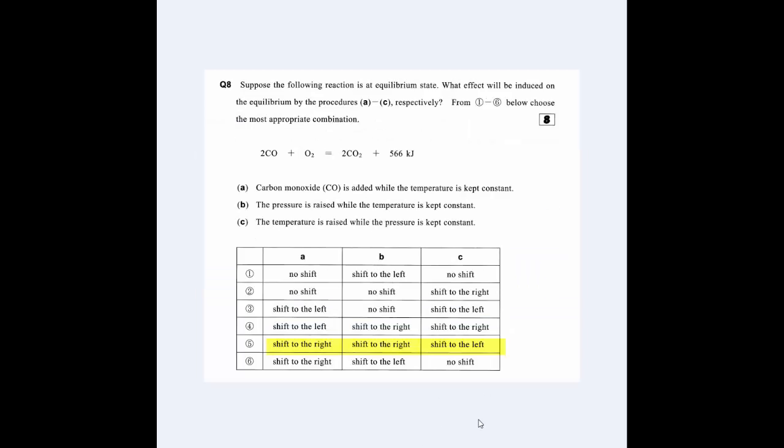8. Suppose the following reaction is at equilibrium state. What effect will be induced on the equilibrium by the procedures A through C respectively? From 1 to 6 below, choose the most appropriate combination. 2 carbon monoxide plus oxygen equals 2 CO2 plus 566 kilojoules. A. Carbon monoxide is added while the temperature is kept constant. B. The pressure is raised while the temperature is kept constant. C. The temperature is raised while the pressure is kept constant. The answer is 5. Shift to the right, shift to the right, shift to the left.